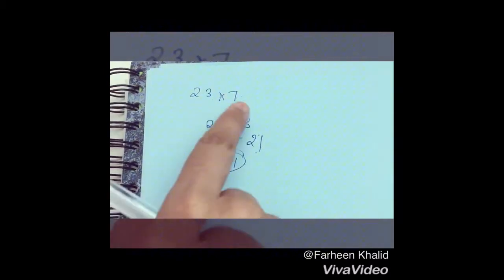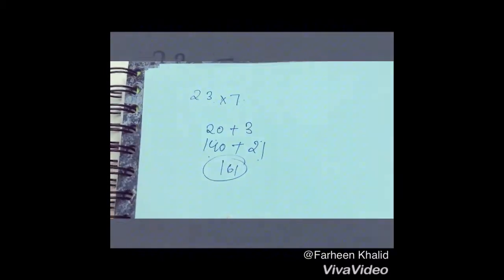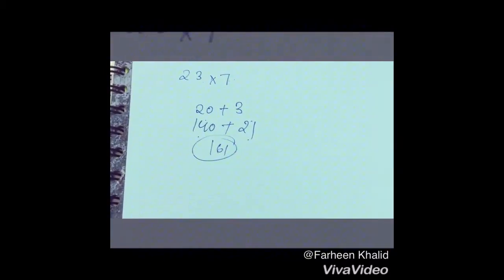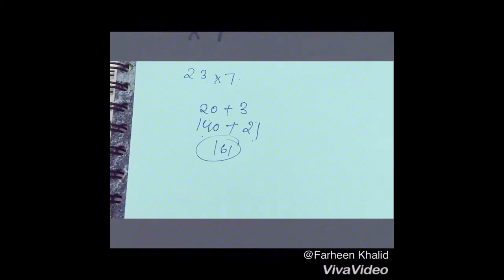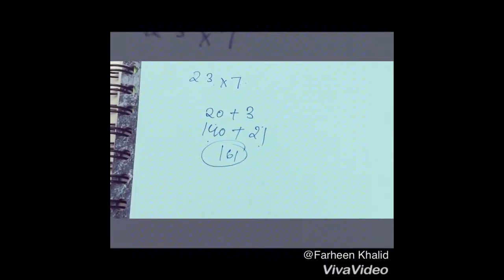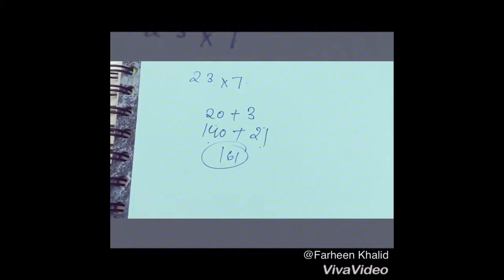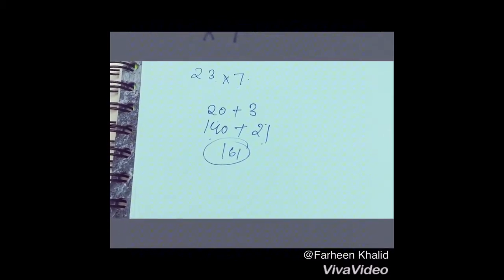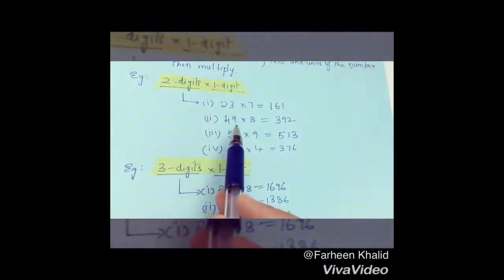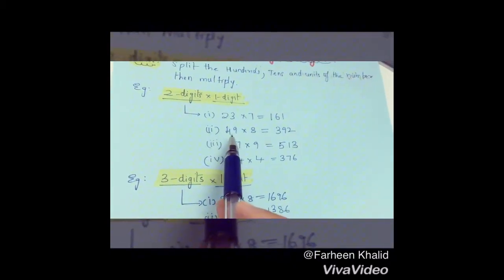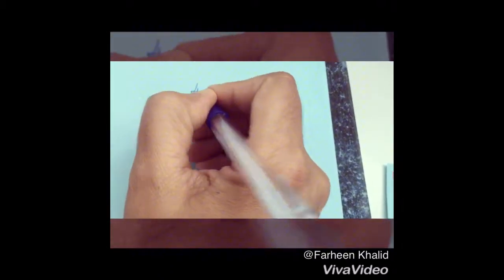Okay, now you must be thinking you could do this directly as well, but if you do it with this method and you practice it a lot of times, you can do bigger multiplications very easily in your mind. Okay, let's take another example. In the next example we have 49 times 8, which is 392. So let's do it here.